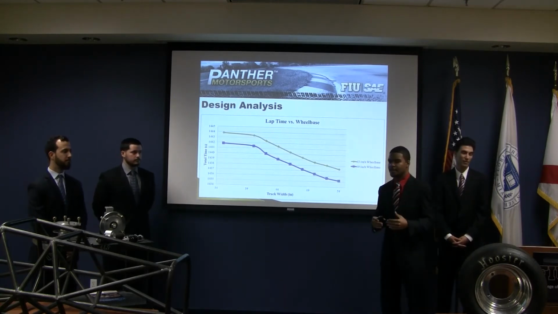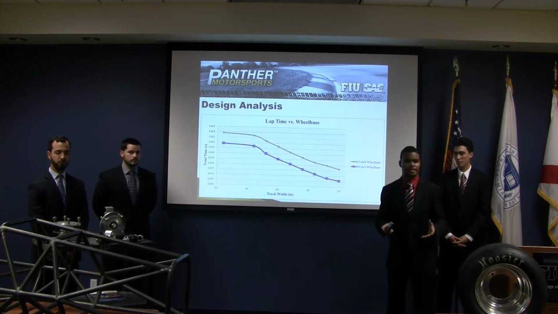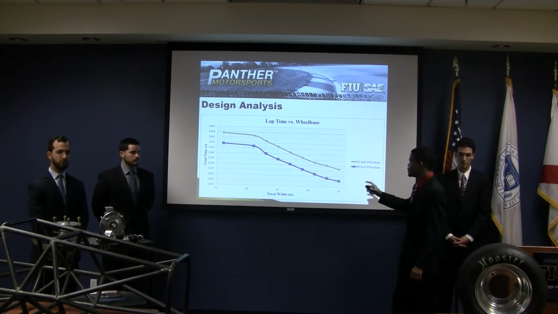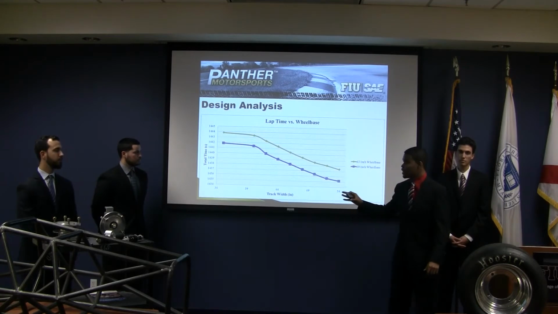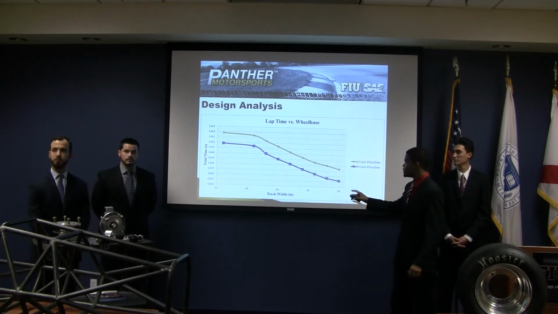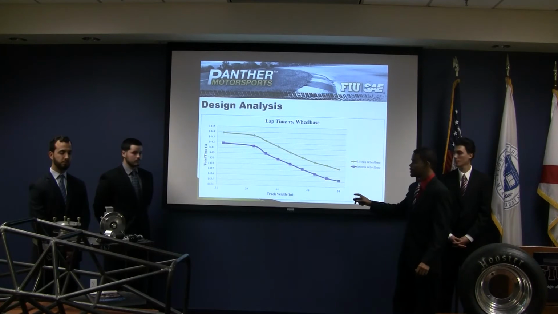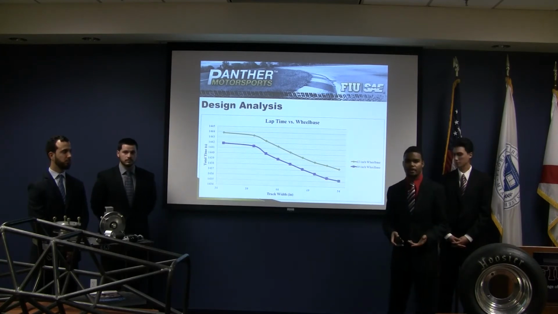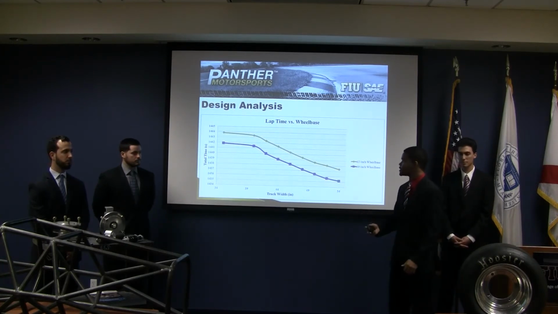Using a lap simulation software developed in collaboration with FSAE teams, we observed the effects of changing wheelbase and track width. As you can see, a 60-inch wheelbase unilaterally provides faster lap times, more so when you increase the track width of the car, which is why we went with the 60-inch wheelbase.